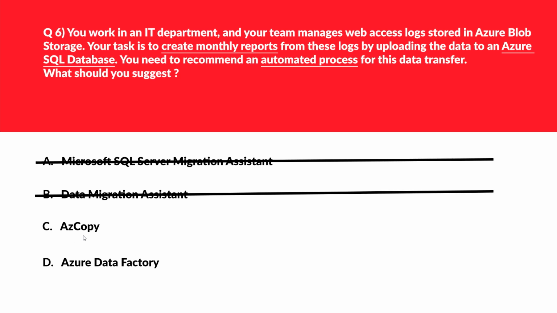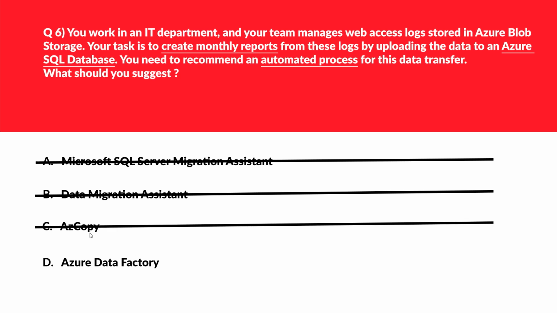Let's look at option C. C says AzCopy. AzCopy cannot upload data automatically to an Azure SQL database as required by the question. If you look, that is uploading the data to an Azure SQL database, which AzCopy cannot satisfy. C is out.